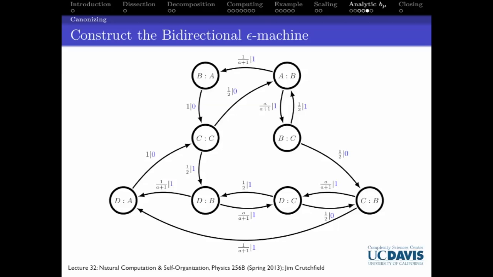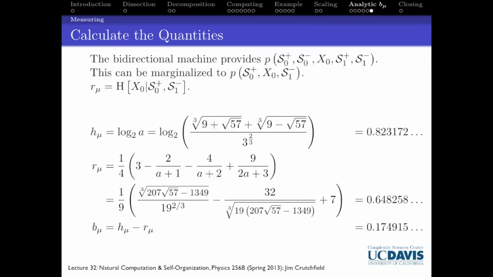And once we have those three, those are the 3 variables that R mu and B mu are defined in terms of. So from the bidirectional machine, we look at what's called the edge machine, which gives us a distribution over forward causal state time 0, reverse causal state time 0, x0, forward causal state time 1, reverse causal state time 1. We get this distribution from what's called the edge machine. And we can marginalize that to keep just the forward causal state at time 0 and the reverse causal state at time 1 and the symbol. And from that, we can calculate R mu.